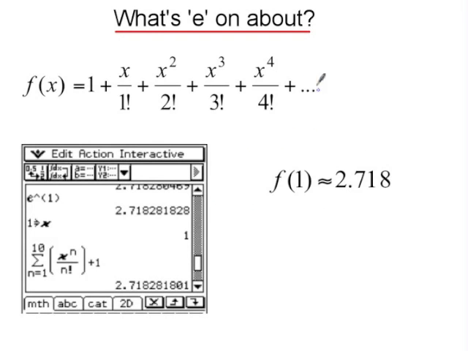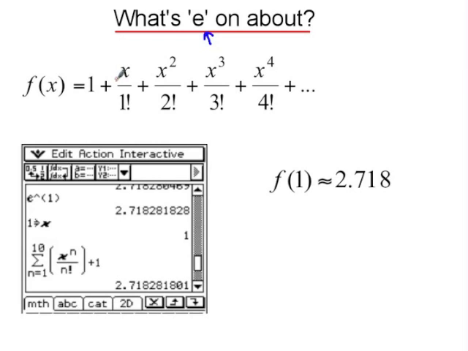In this lesson, we're going to explore the exponential function and look at how we can differentiate exponential functions. So we're going to start with this interesting function here, where we've defined f of x to be 1 plus, and then we've got ascending powers of x and increasing factorials.